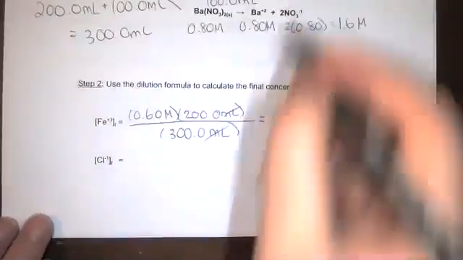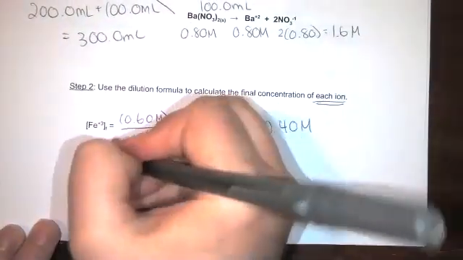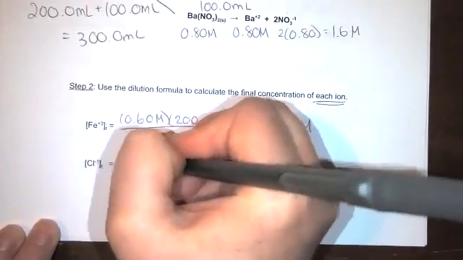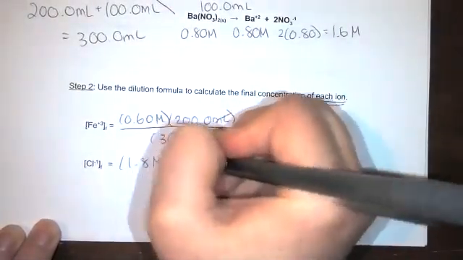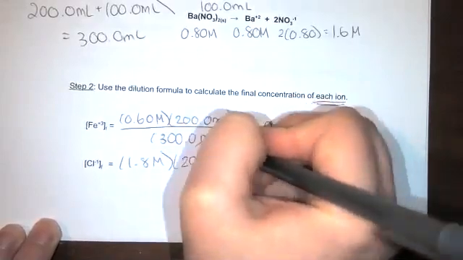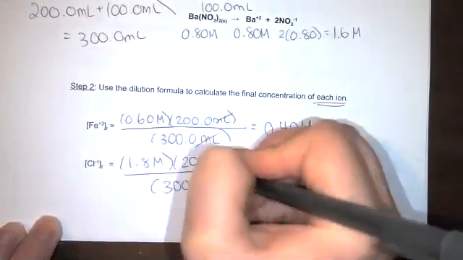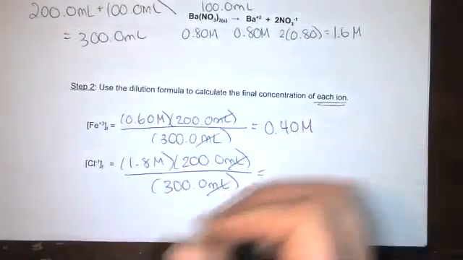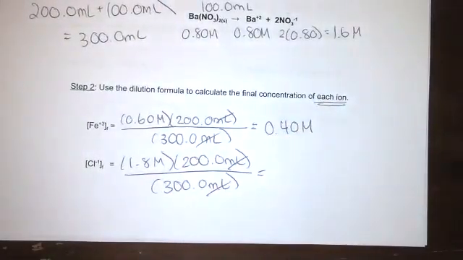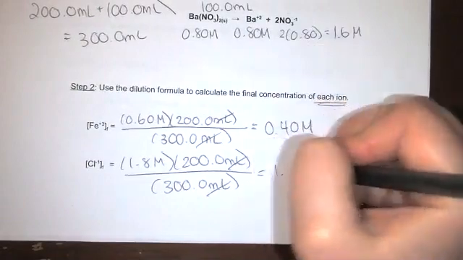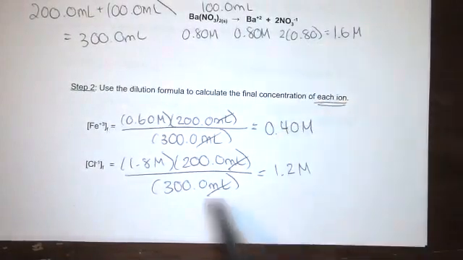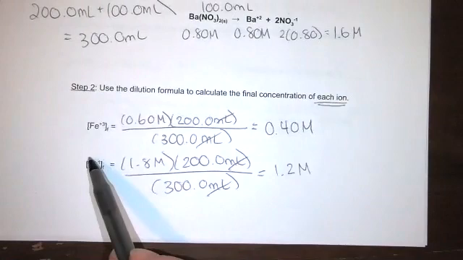I'm going to do this again for my chloride. So this time I'm using the 1.8. I still had initially 200 milliliters. You'll notice your total volume, because everything's been combined together, is always going to be the same for all these ion concentrations. So I have 1.2 molar concentration after my dilution of chloride ions.